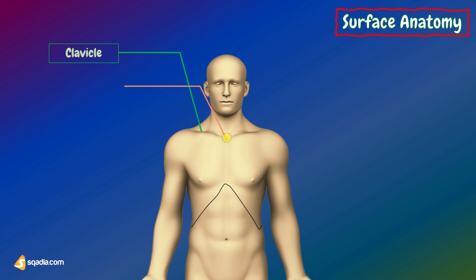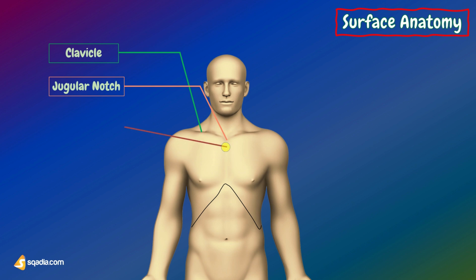Just where the clavicle ends, we have the jugular notch, also called interclavicular or suprasternal notch. It lies between the medial ends of the clavicles at the superior border of the manubrium sterni, as highlighted here.